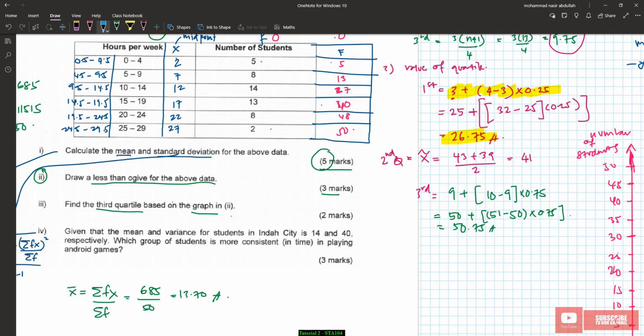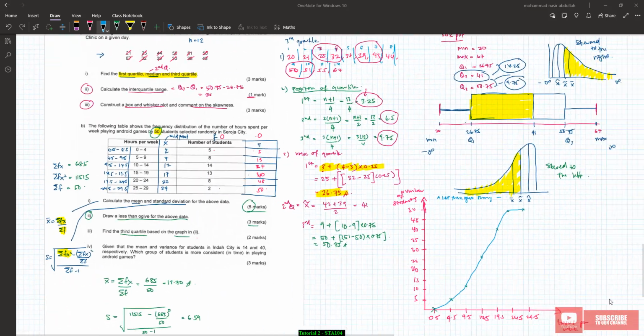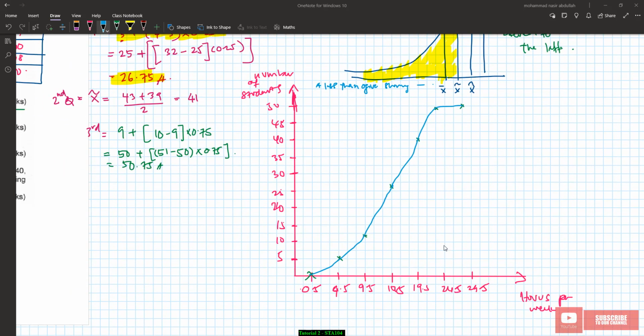Right, and then you need to find the third quartile based on the graph. So how to find the third quartile? You need to find the position of the third quartile. The position of quartile number 3 should be equal to 3 multiplied by the summation of f divided by 4. This is for grouped data, right? So this one should be 50 multiplied by 3 divided by 4. So this one is 150 divided by 4, which should be equal to 37.5.